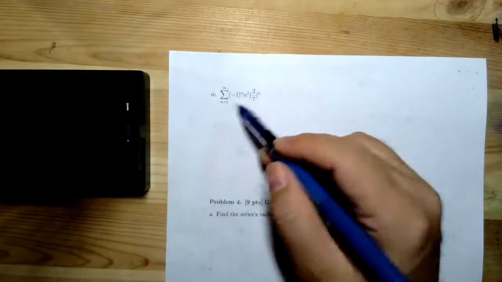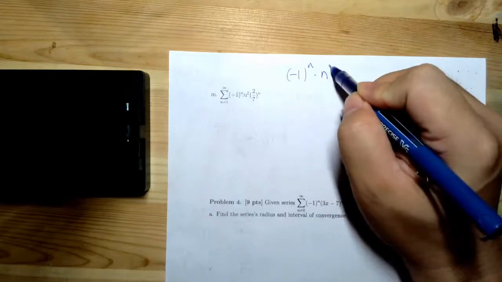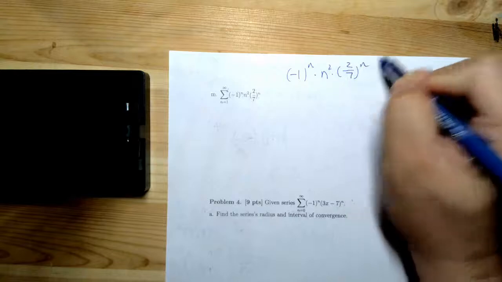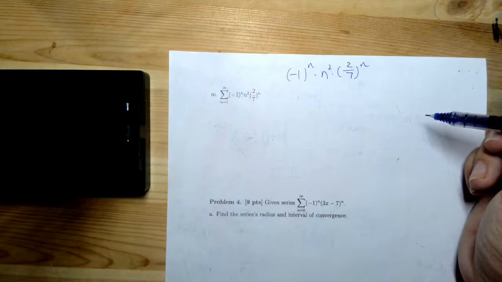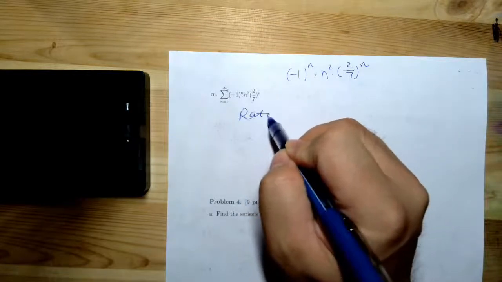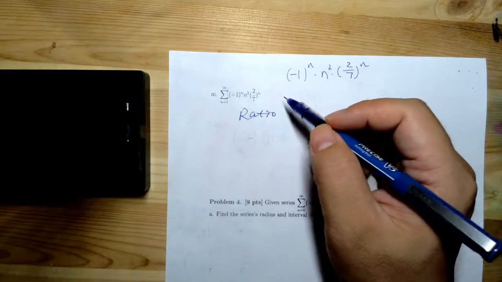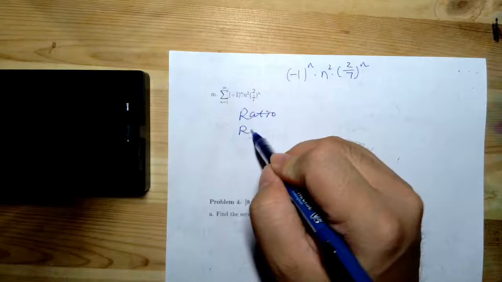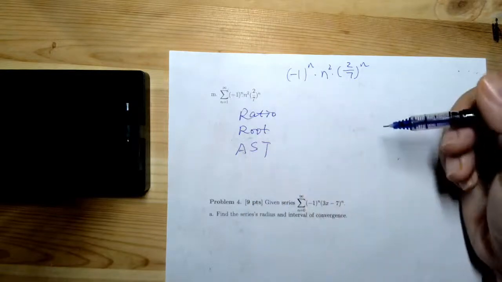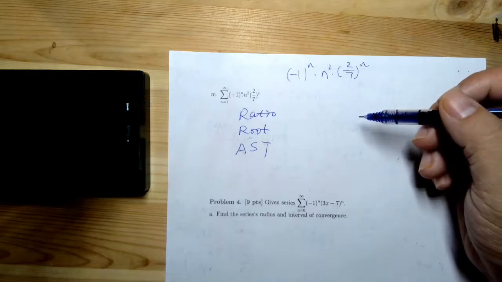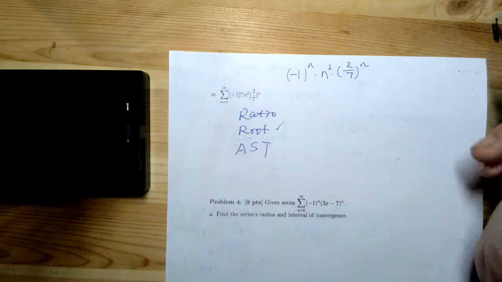This one should be pretty straightforward, right? So it's negative 1 to the power of n squared, 7 over 2 to the power of n here. We can still do ratio, but I think root will also work. And the ratio, root, and the alternating series test also work, I believe. But I'm lazy, so maybe let's do the root test.